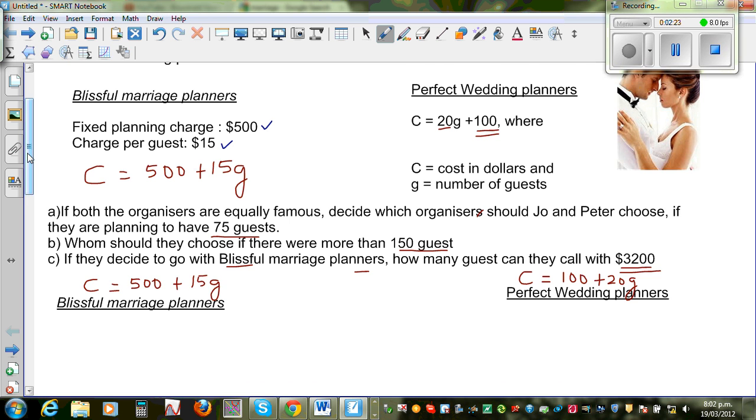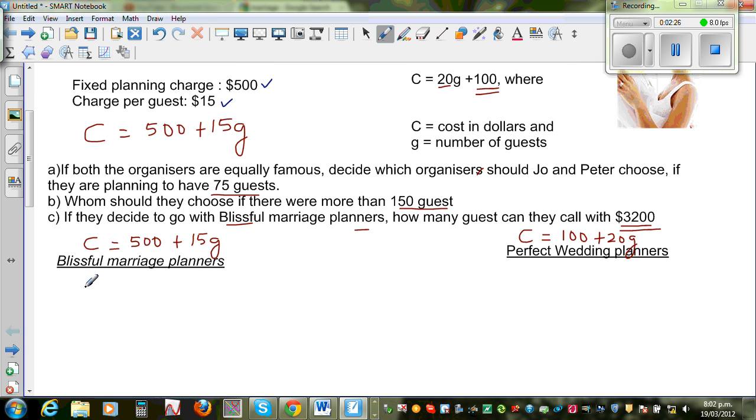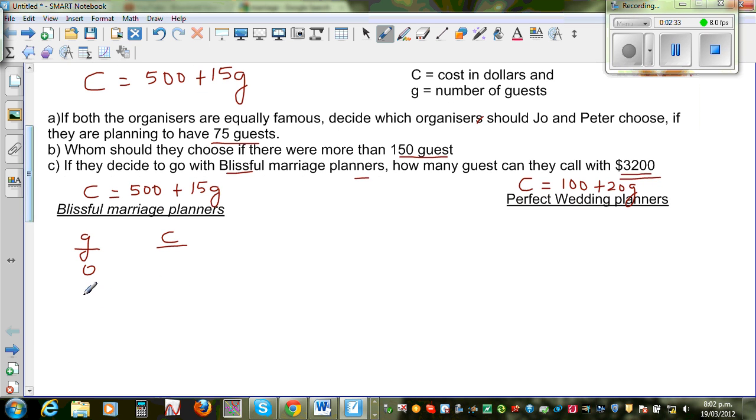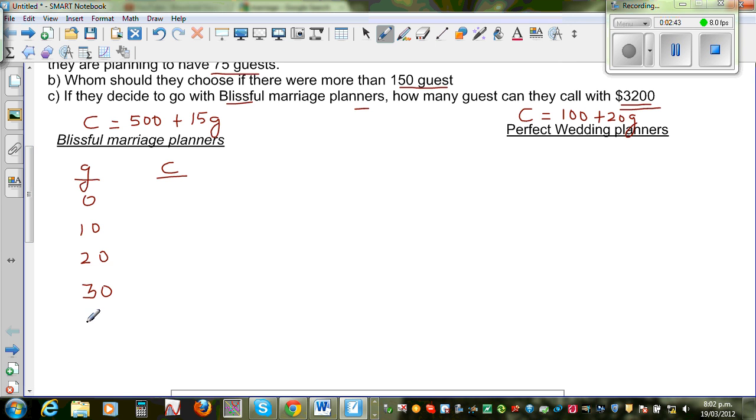So let us make two tables. G for number of guests and C for cost. Let us start with zero. We need, say, 10, 20, and 30, and also let us go up to, say, 100. Again, here we are going to make G and C, C for cost and G for number. So 0, 10, you can take any numbers, 20, 30, and 100.